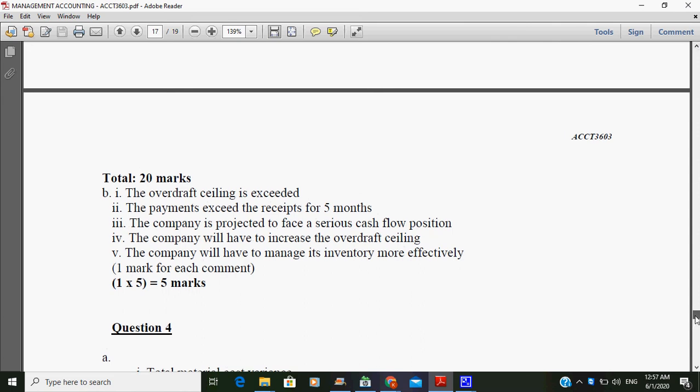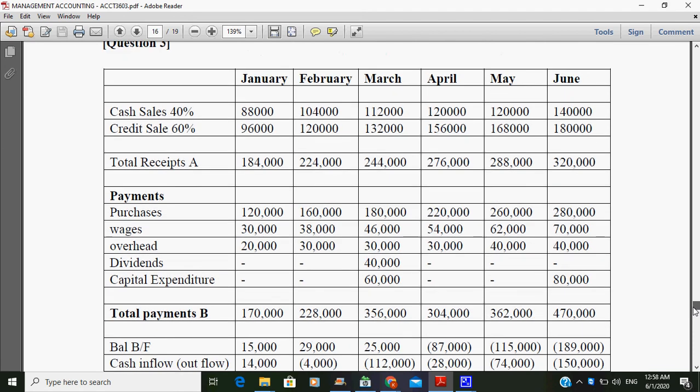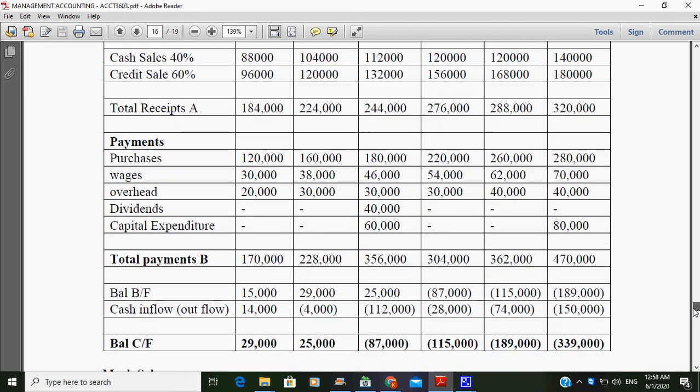Please just follow the steps, the same steps I went through for January and February. Remember, 25,000 is your beginning cash balance. Alright?